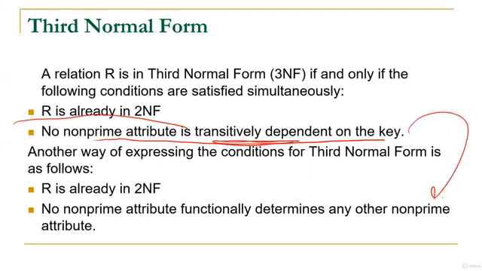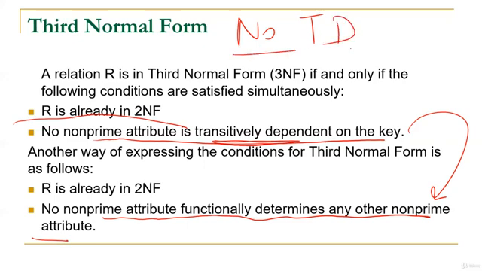In other words, it also means that no non-prime attribute should functionally determine any other non-prime attribute. When a non-key attribute functionally determines any other non-key attribute, there is always a condition of transitive dependence. And this definition states that there should be no transitive dependence. So in order to understand this, we need to understand what transitive dependence is.